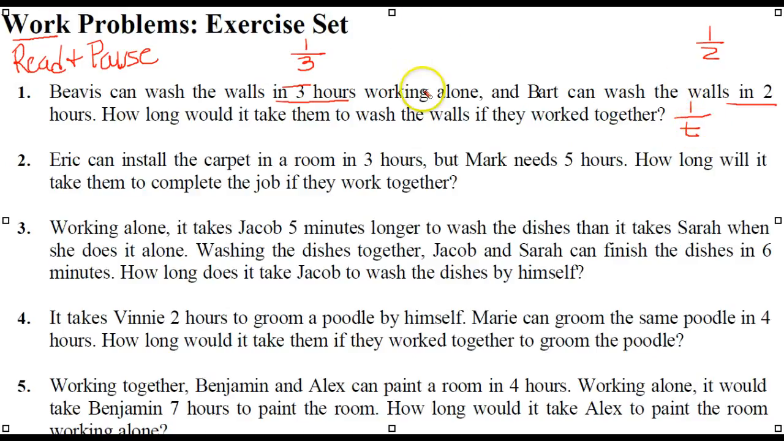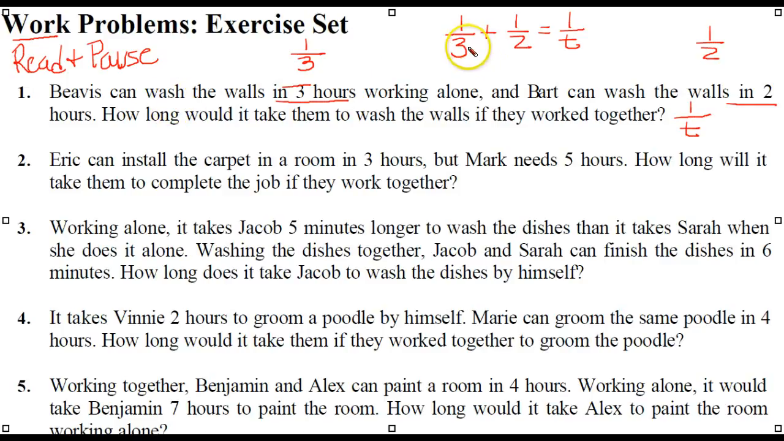So what formula can we generally develop with this information for work problems? Well, the rate of one person, 1/3, plus the rate of the other person, which is 1/2, is going to equal 1/t. And that's the equation for this particular example.